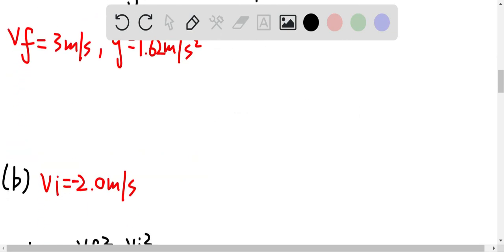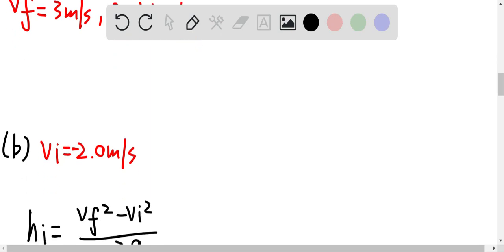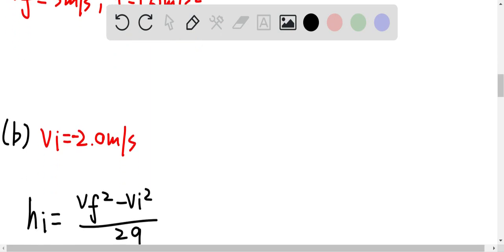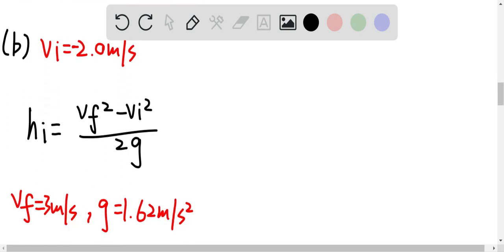Part B says that the velocity of the lander relative to the surface at a moment is 2 meters per second downward. So we consider the downward direction as the negative direction, and the positive direction is the upward direction. Therefore, the initial velocity is equal to negative 2 meters per second. So now we know the final speed is 3 meters per second, and the acceleration of gravity on the Moon is 1.62 meters per second squared.